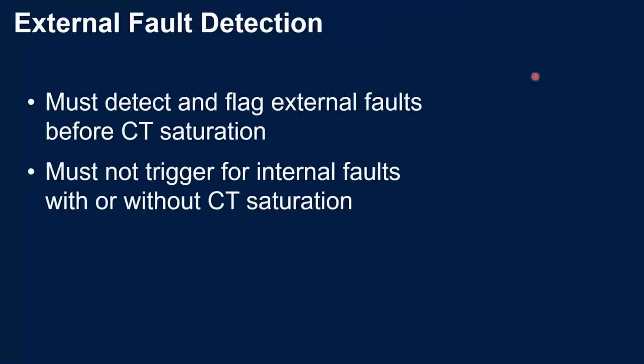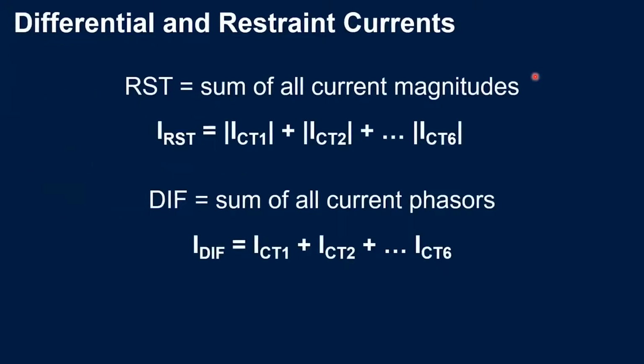Okay, one of the challenges the line differential has, as we saw, is CT saturation. So what SEL has implemented is an external fault detection that will help to assess the scenarios where we have CT saturation. For this logic to work, it must detect and flag external faults before CT saturation happens. And it must not trigger for internal faults, with or without CT saturation, okay? It's based on the restraint and differential currents, which maybe you're familiar with. The restraint current is the sum of all the current magnitudes, and the differential is the sum of all current phasors.